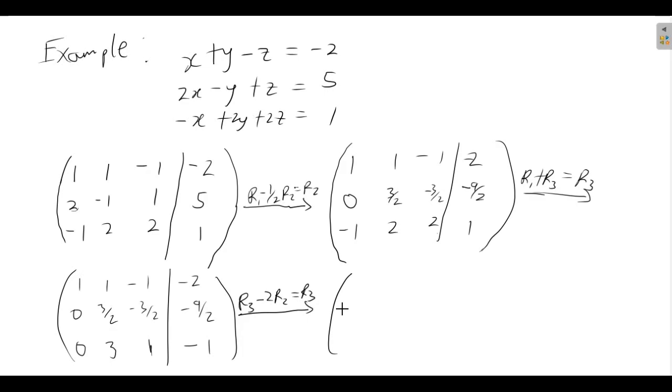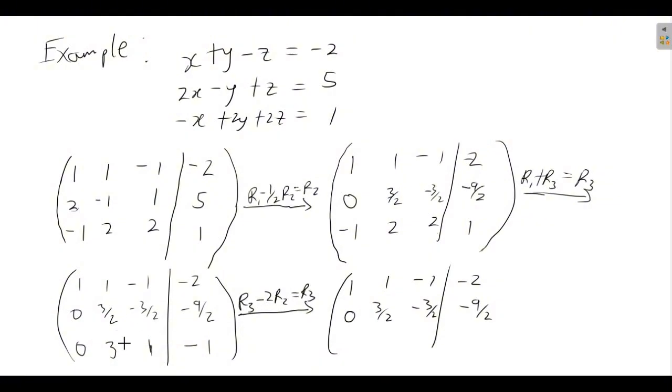So since we want to replace row 3, row 1 and row 2 will be constant. So we have 1 1 negative 1. And we have our negative 2 here. So we have our 0, we have our 3 on 2, and then we have negative 3 over 2. And negative 9 on 2. So we want to replace row 3 by this operation. That is row 3 minus 2 row 2.